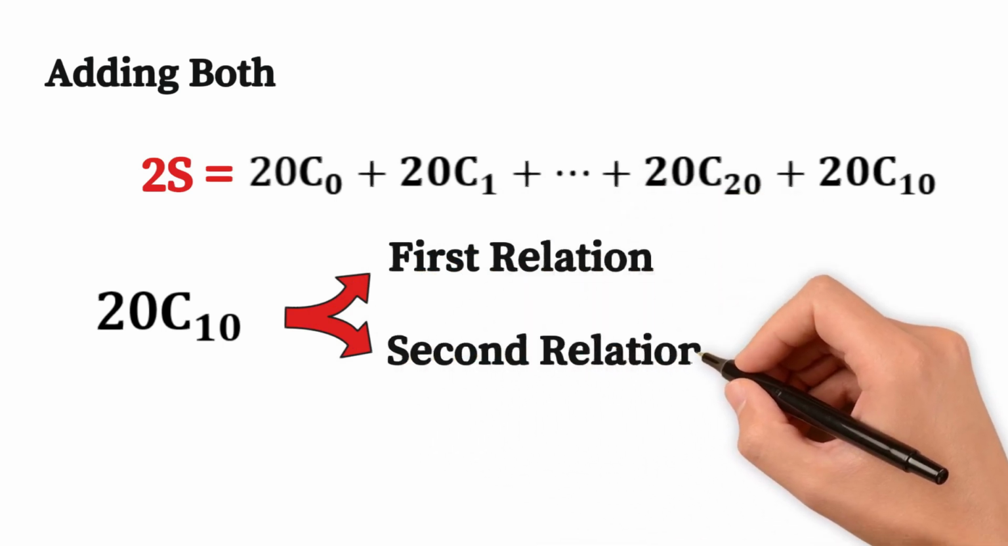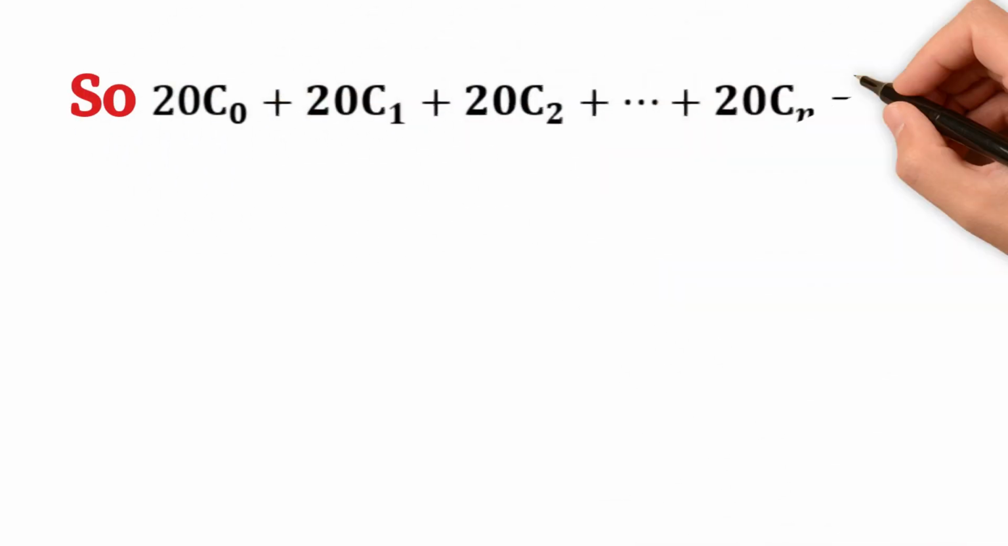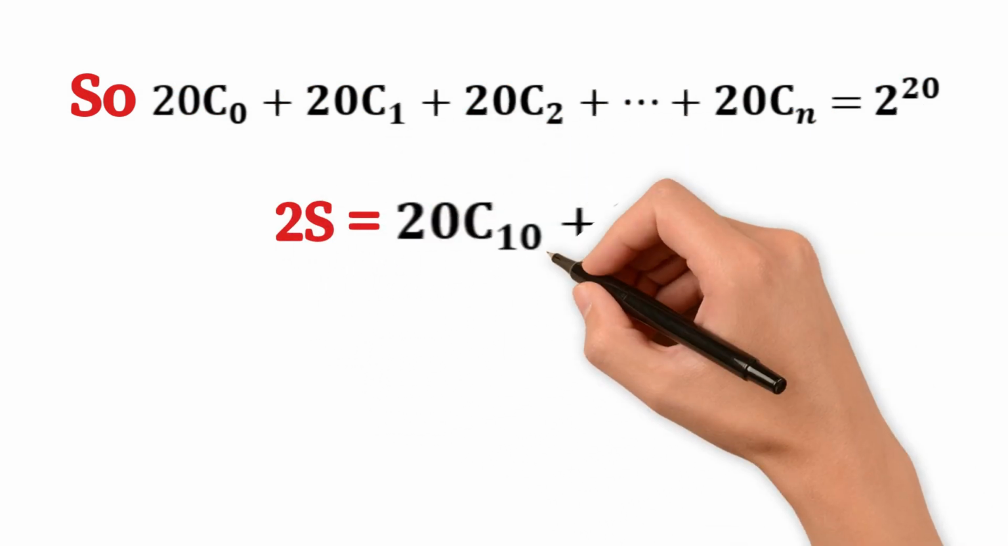We know nC0 plus nC1 plus nC2 and so on, up to nCn, is 2 power n. So 20C0 plus 20C1 and so on, up to 20C20, is nothing but 2 power 20. So 2S is equal to 2 power 20 plus 20C10.